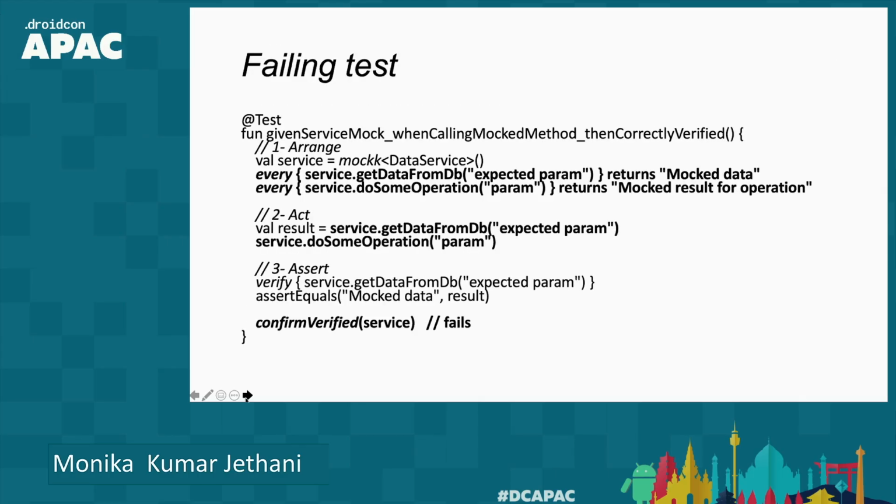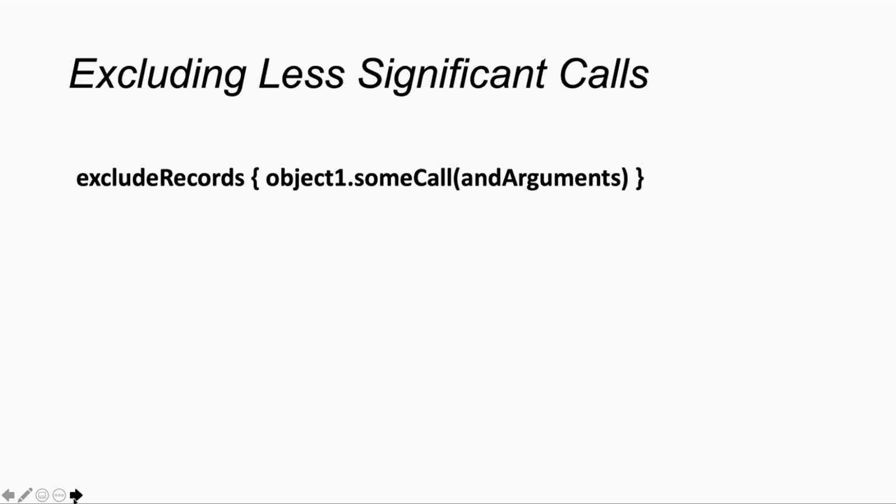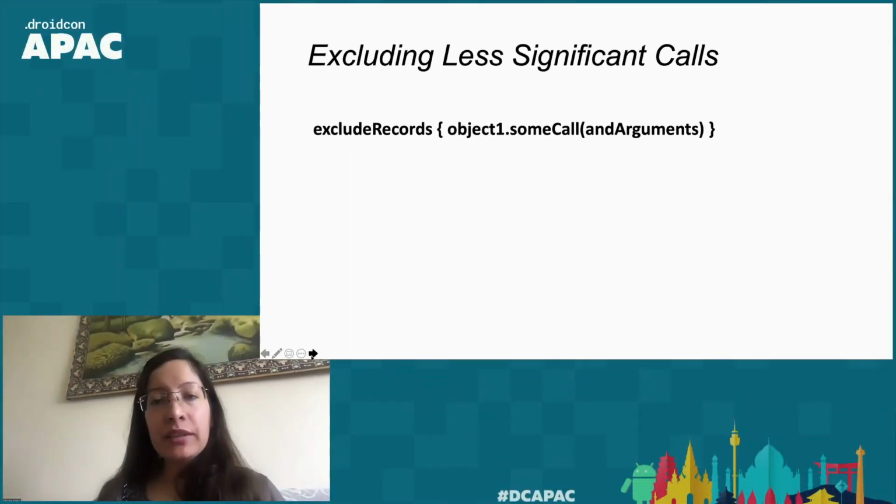In this case you see that I am making two calls. I'm making a call to the getDataFromDatabase function, as well as a call to the doSomeOperation function, but I'm verifying only the call to getDataFromDatabase. So when I use confirmVerified with this service mock, it fails because all the calls are not verified using the verify construct. There are chances where you might want to exclude certain calls. In that case you can use excludeRecords, and you can specify the call which you want to exclude.